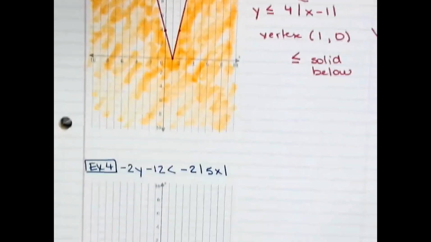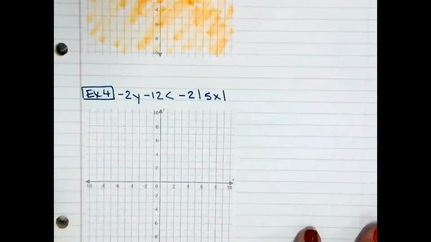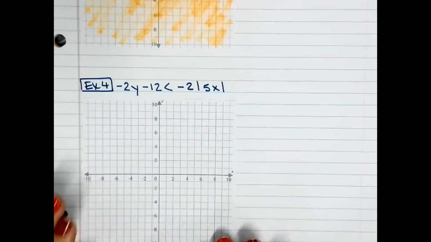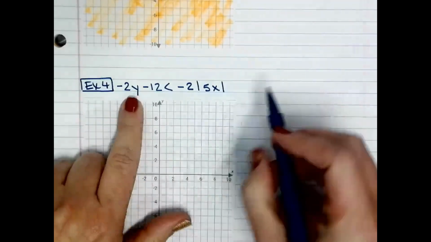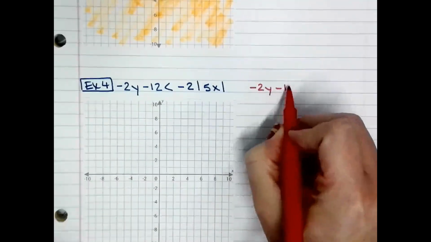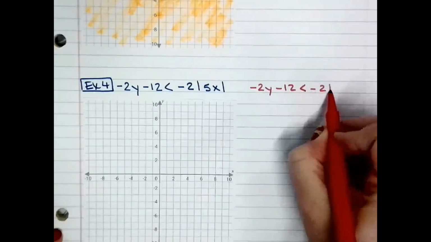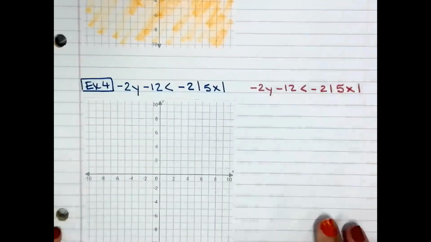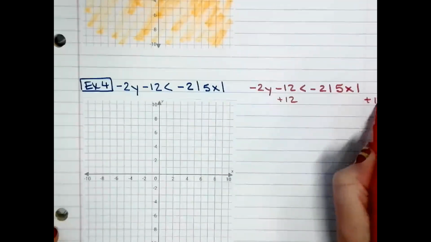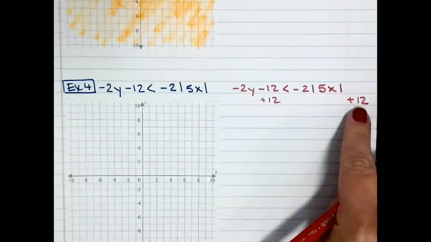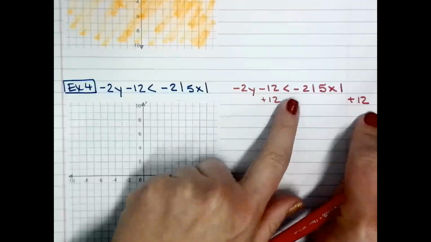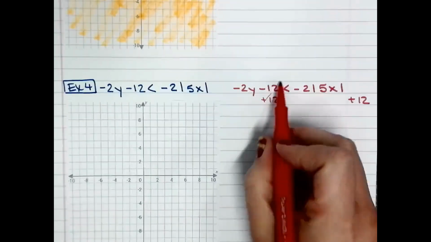Last one. Okay. You know at this point you need to isolate y. So I have -2y minus 12 is less than -2 absolute value of 5x. So add 12 to both sides. Notice that this 12 right here, I didn't put under these guys because they're not like terms, so they cannot go together. So this is 0.